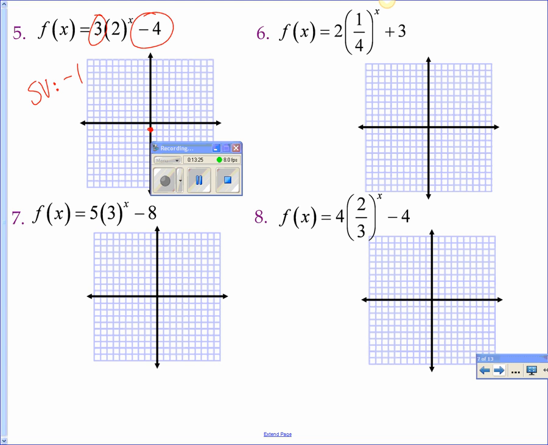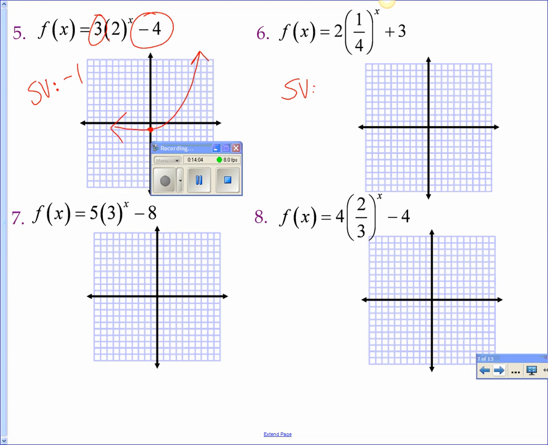Now, the other rule doesn't change. You still look in the parentheses to see if it's going up or down. So what's in parentheses? 2. If I'm multiplying something by 2, is it going to get bigger or smaller? Bigger, so it's going up. Another way you can test that is you could do, what is 2 minus 1? 1. Is it positive or negative? Positive. If it's positive, it's going up. Okay? All right, so number 6, for my starting value.